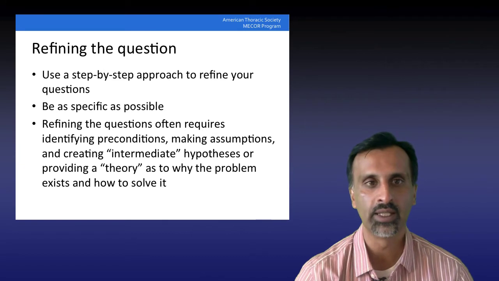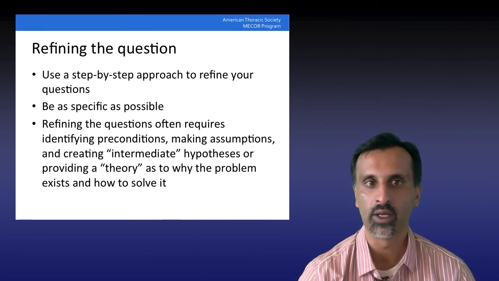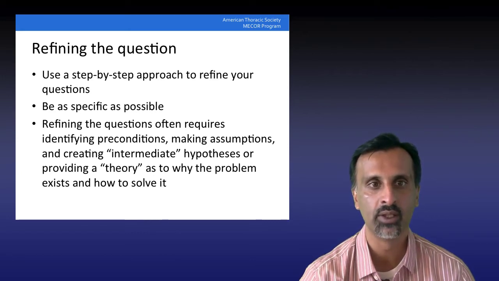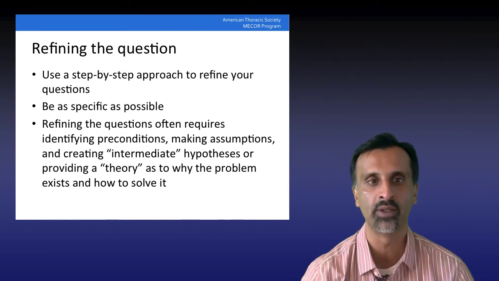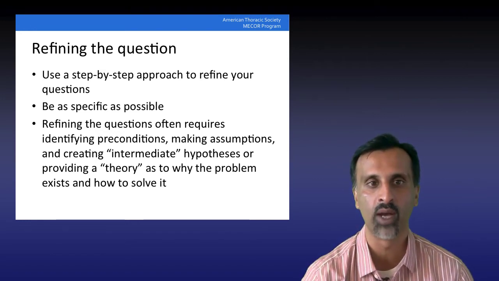First, you need to start thinking in detail about what you already know about the research question. So you've got to use a step-by-step approach to refine the question and be as specific as possible. This often requires identifying preconditions, making assumptions, and creating intermediate hypotheses, or providing a theory as to why the problem exists or how to solve it.